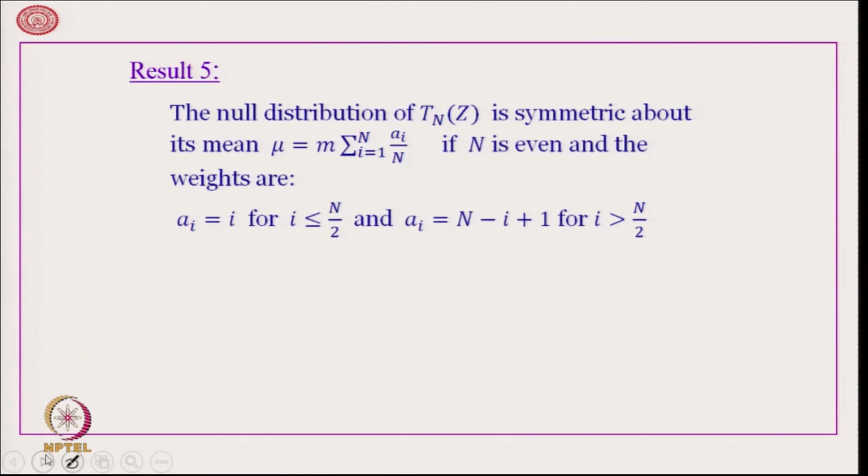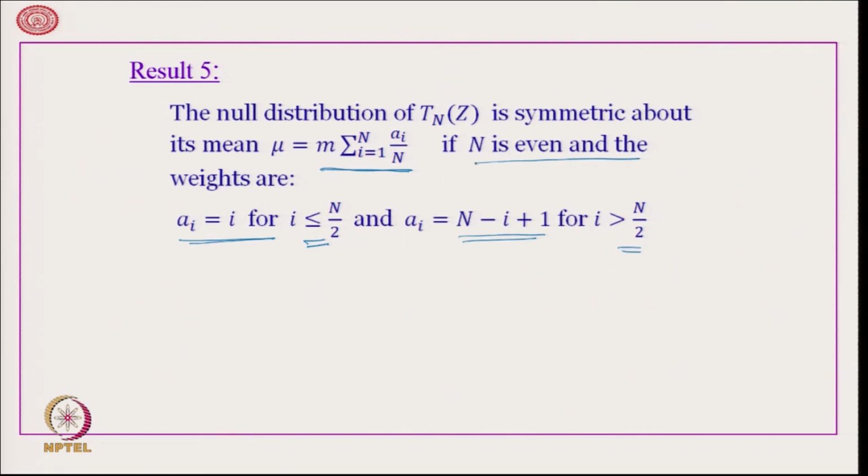Now, let me give you another result, which is the result number 5. This is the last result that we are going to do in this class. The null distribution of T n z is symmetric about its mean mu, which we know is m into summation i is equal to 1 to n a_i upon n, if n is even and the weights are a_i is equal to i for i less than or equal to n by 2 and a_i is equal to n minus i plus 1 for i greater than n by 2.